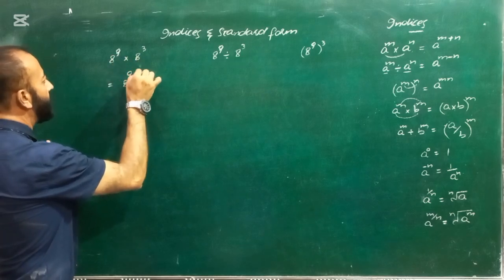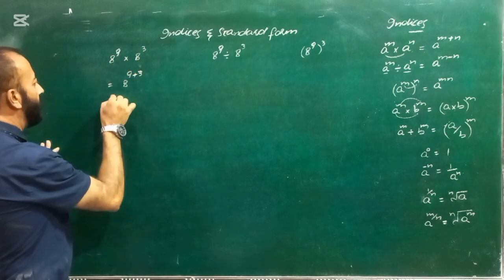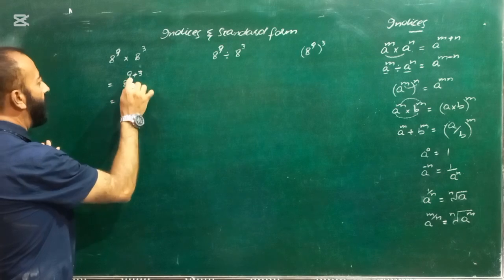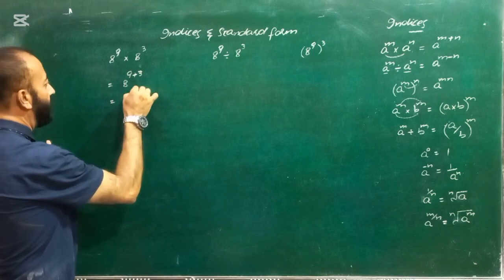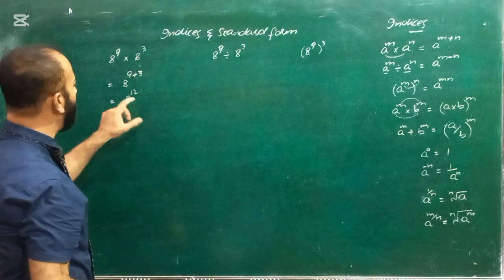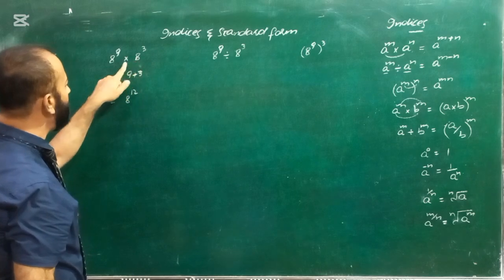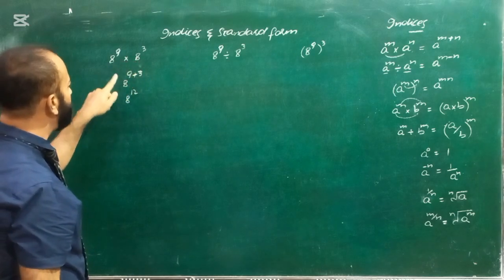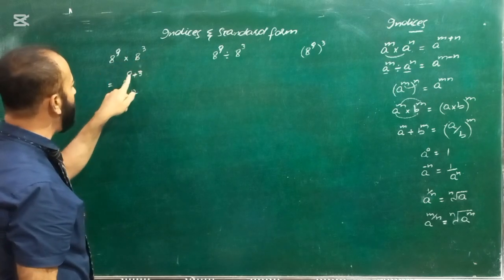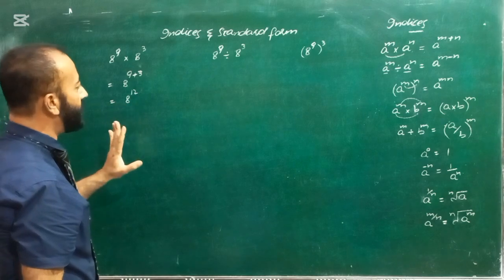So 9 plus 3. So the next step will be 8 raised to the power 9 plus 3, which is 12. So the rule has been applied. If bases are the same and multiplying with each other, the base will be written once and the powers will be added. So this is the answer.